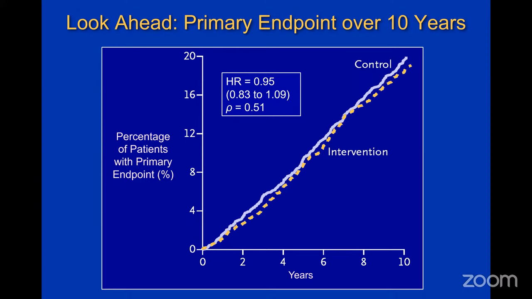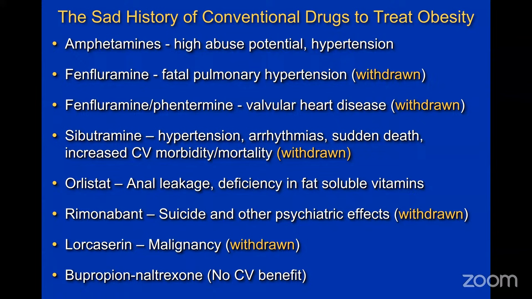And then the sad history of drugs. Several of these were trials I did. Amphetamines are just awful: high abuse potential, hypertension. Fenfluramine, fatal pulmonary hypertension. Fen-phen, valvular heart disease, withdrawn. Sibutramine was withdrawn for increased cardiovascular morbidity and mortality. It's a terrible outcome. Orlistat, I didn't want to talk about anal leakage. That's not very pleasant.